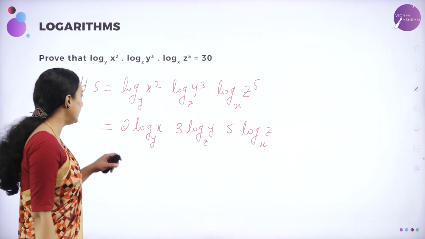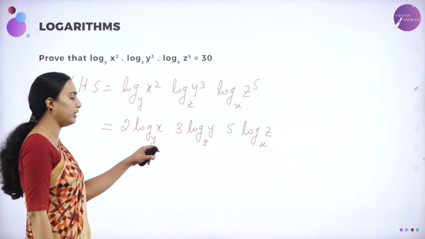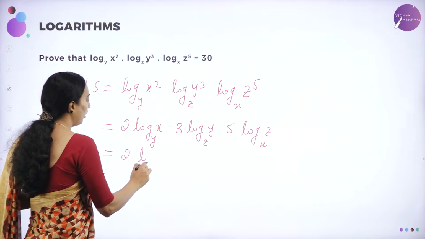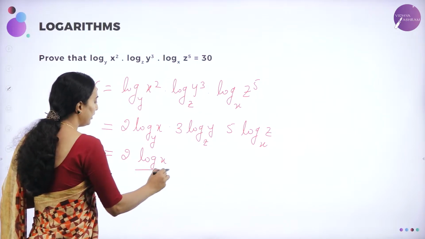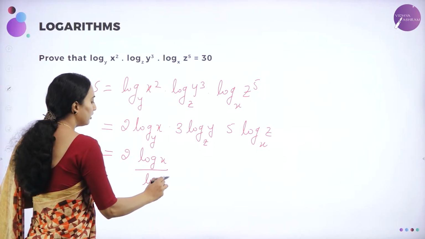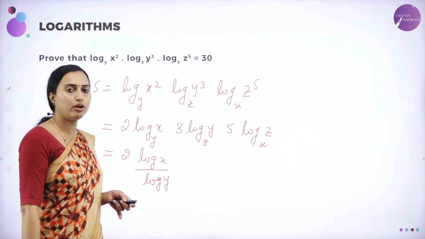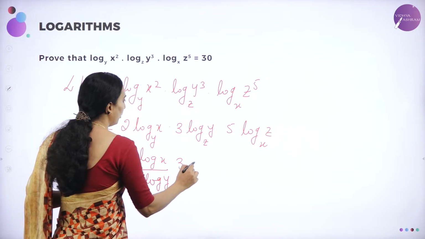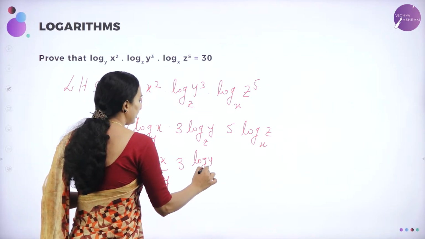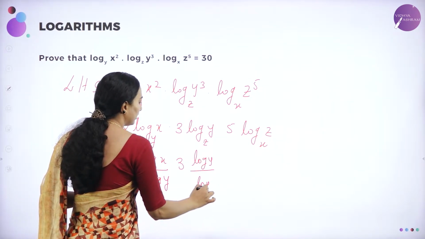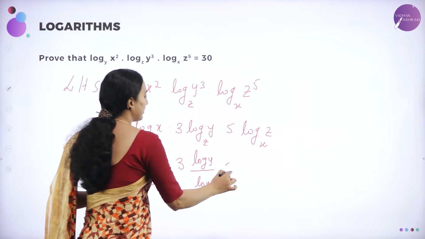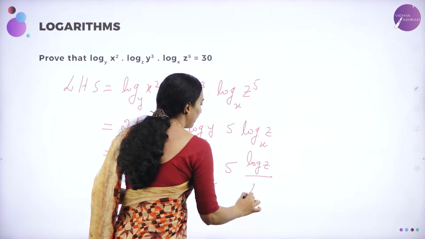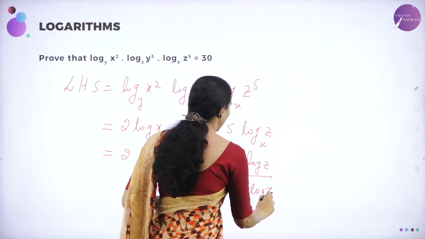Here, if you see, it is according to log a to base b, which can be written as log a divided by log b. So in place of a and b, you have x and y. Similarly, you can write this one also: log y divided by log z into 5 as it is. This also: log z divided by log x.